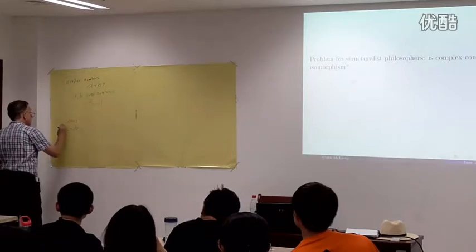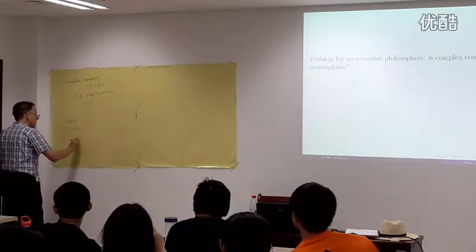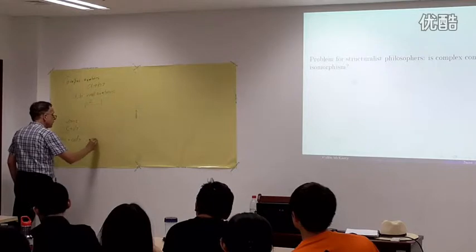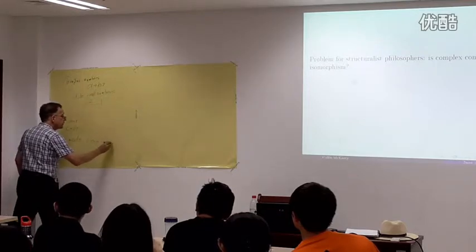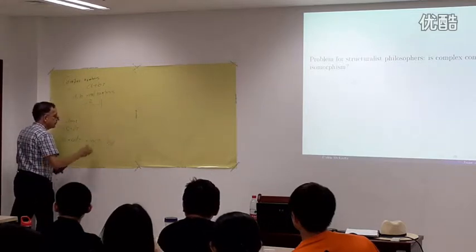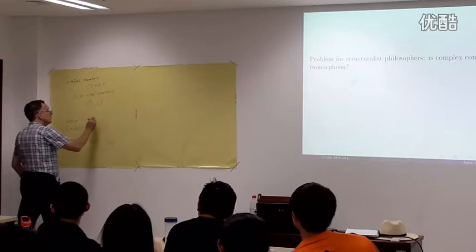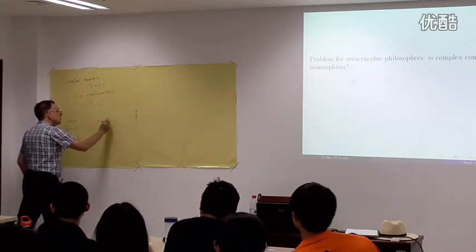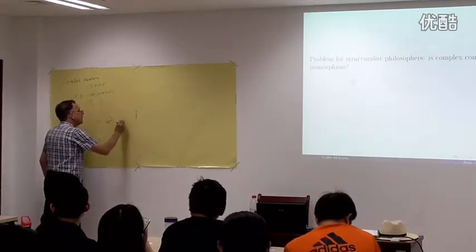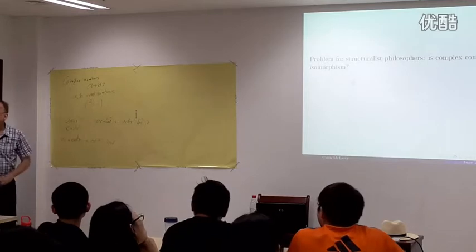a plus bi times c plus di. Well, we multiply this by ac plus adi, plus, now we'll multiply this by bci plus bdi squared. But that's minus 1. This is minus bd. So it comes to ac minus bd plus ad plus bc times i. So we have addition and multiplication.